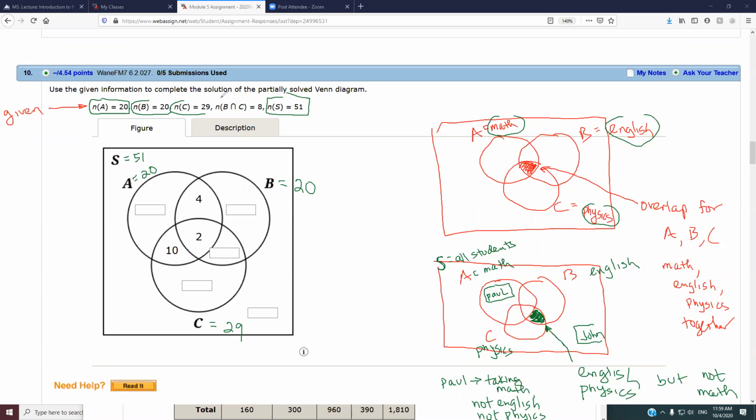Now they're telling me if you think about B intersection C, that's 8. Well, B intersection C is where the two circles overlap. B intersection C is going to be this green part right here. Right, so this green part that I just marked is B intersection C. B intersection C would be the students taking both English and physics.